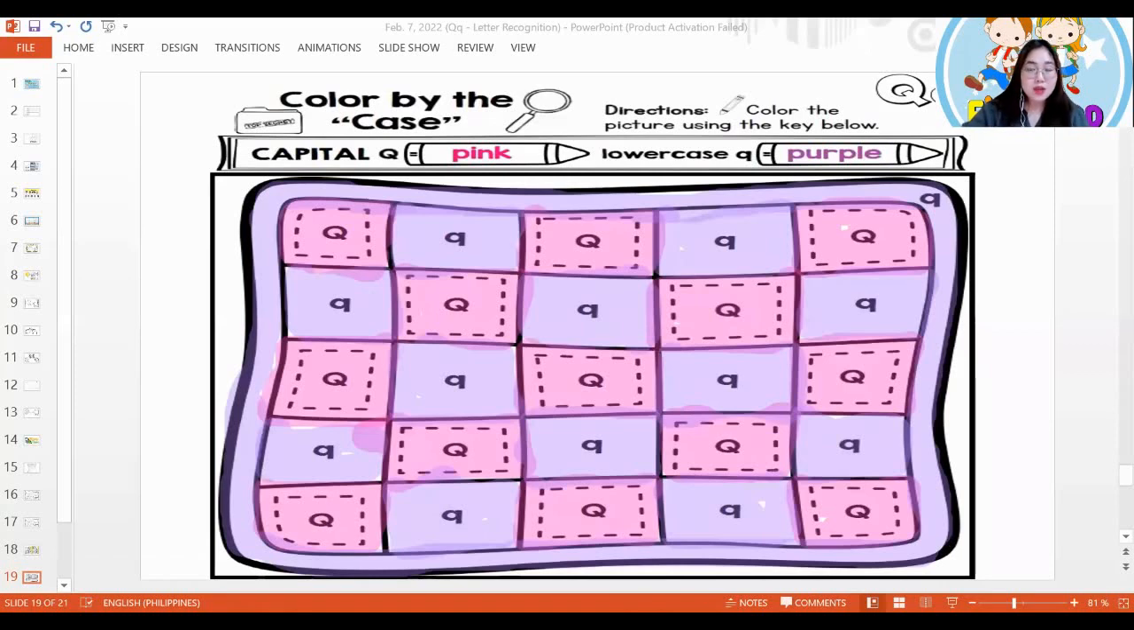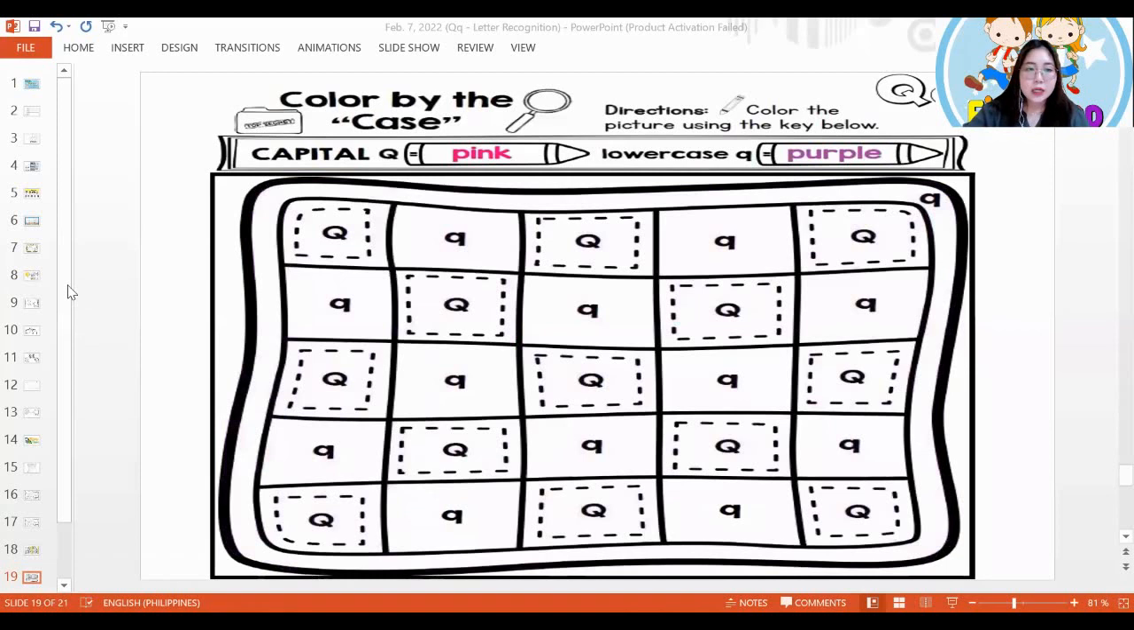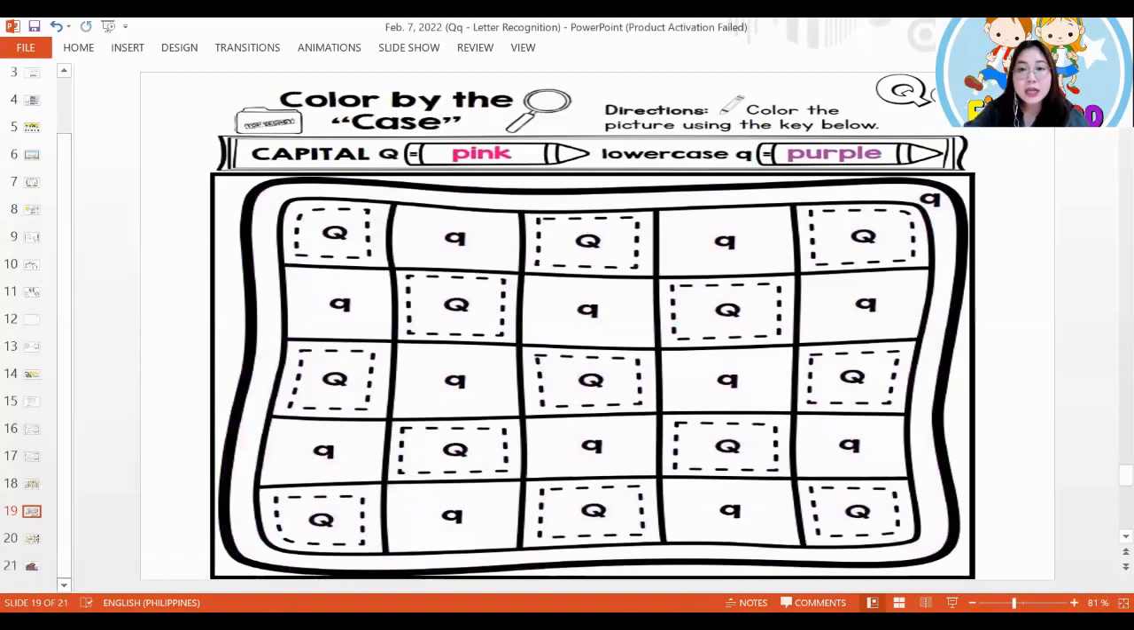So all done with your work? Wow. What letter did we learn? We learned about the letter Q. And what is the sound of the letter Q? Kwa, kwa, kwa. What are the three pictures that start with the letter Q? We have Q for quilt, Q for queen, and Q for quail.